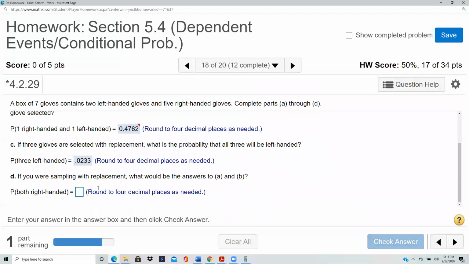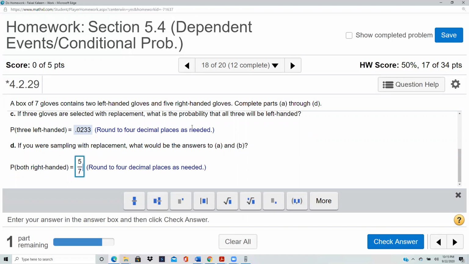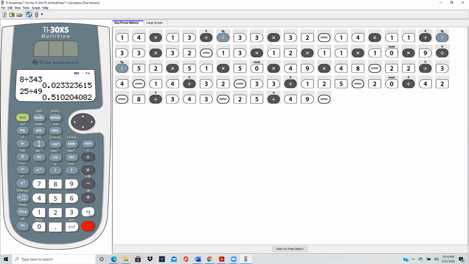If you are sampling with replacement, what would be the answers to A and B? A was both right-handed. It was 5 out of 7, but now you're doing it with replacement, so the second time round it's also 5 out of 7 because everything is restored. So 25 out of 49, which is 0.5102.